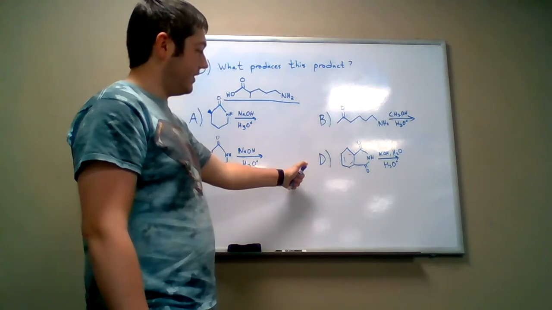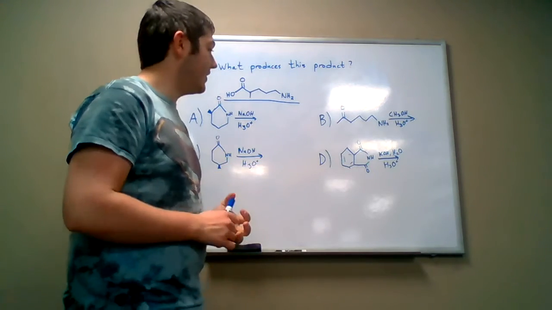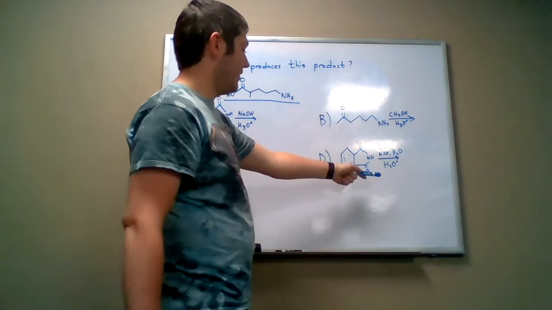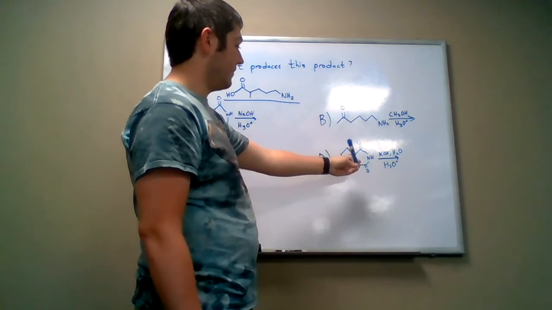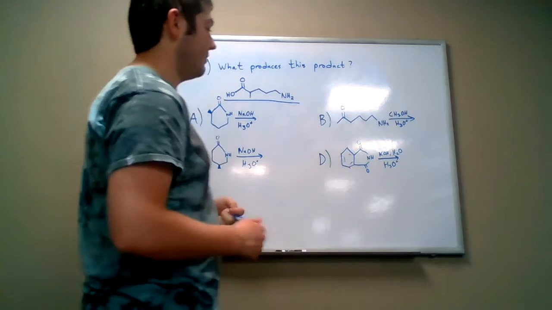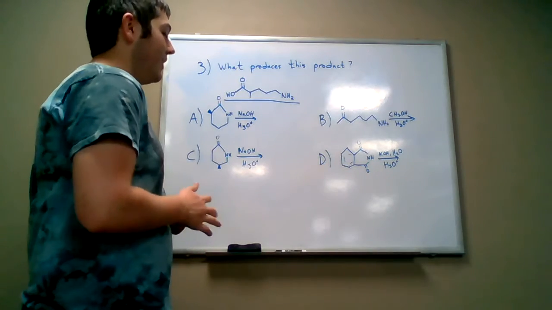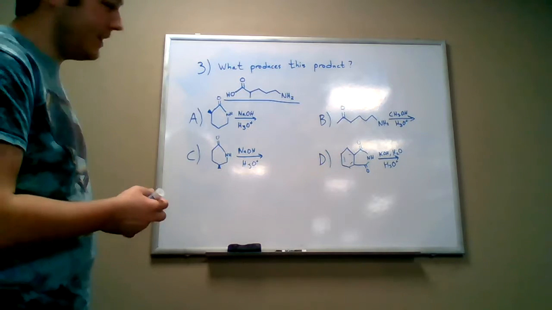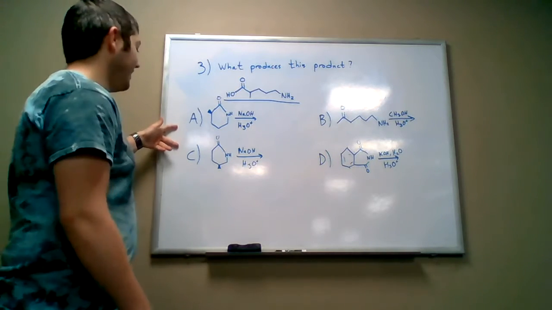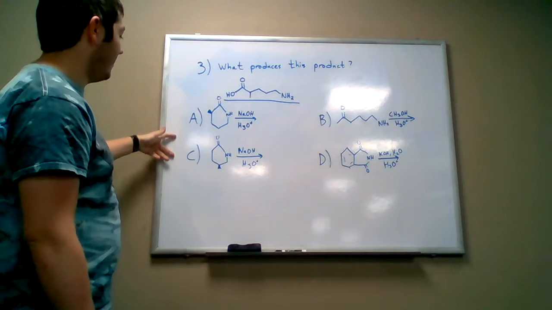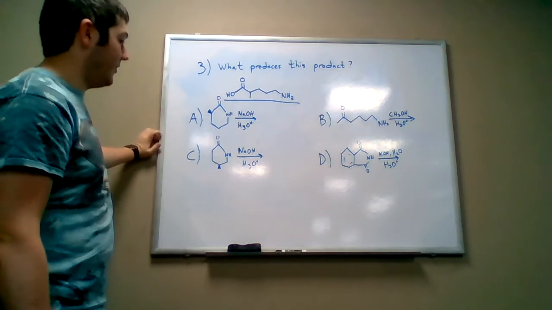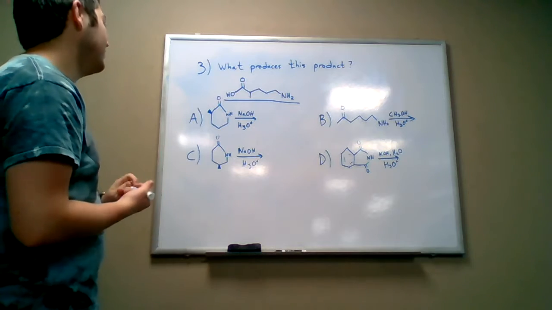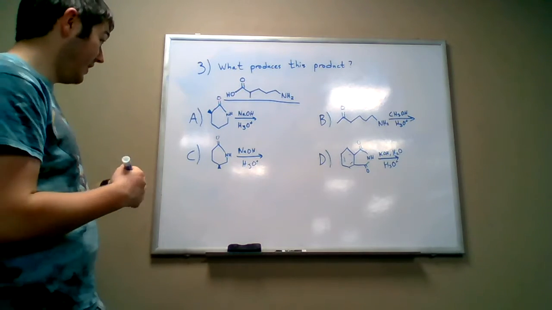D is a Gabriel synthesis sort of problem, so it could be this one. The KOH will react with the NH, kind of act as a base for that one, but it doesn't look like it's going to form the chain of carbons that we need. So let's look back at A and C, and we could tell that it's going to be one of these two. And if you could just think in your mind about it, or you could write out the whole mechanism if you want to.